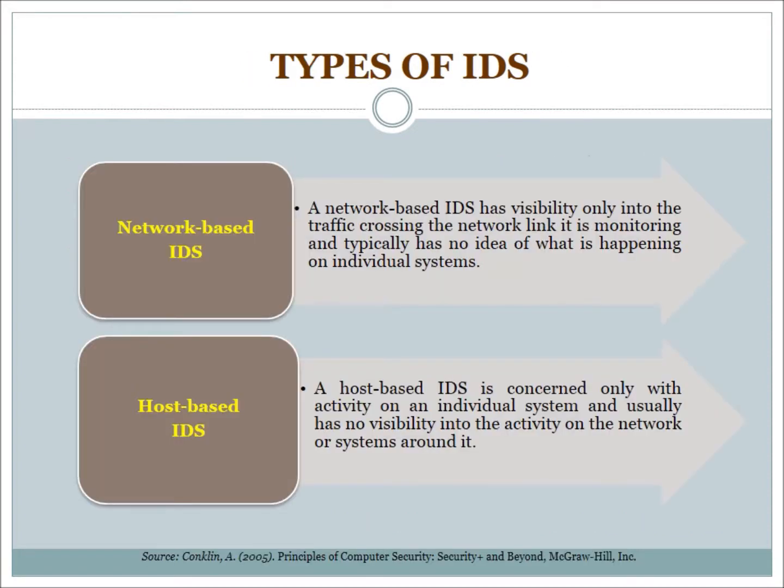There are two types of IDS, that is a network-based IDS and host-based IDS. A network-based IDS has visibility only into the traffic crossing the network link it is monitoring and typically has no idea of what is happening on individual systems. A host-based IDS is concerned only with activity on an individual system and usually has no visibility into the activity on the network or system around it.